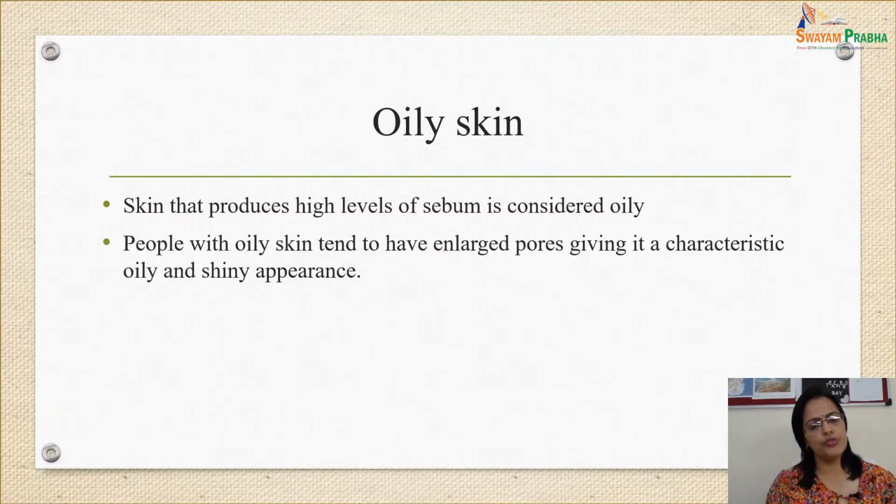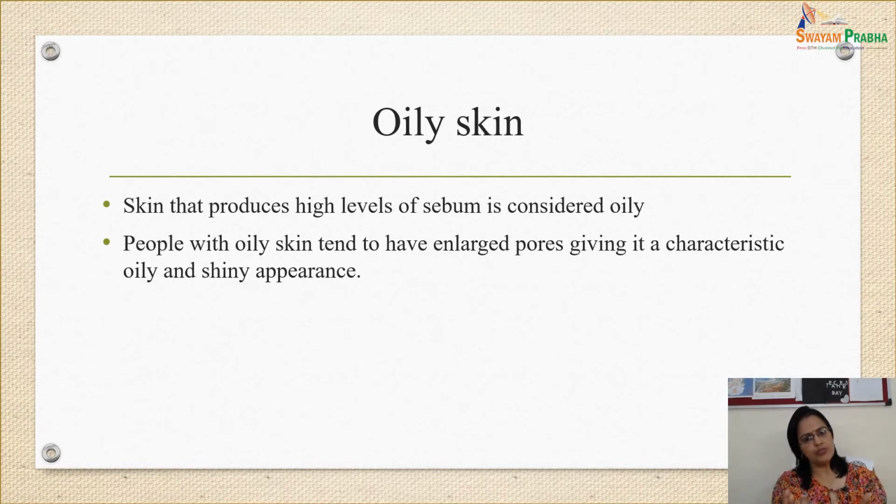Oily skin. Now moving to oily skin. Skin that produces a high level of sebum is considered oily. High level depends from person to person, and it varies from individual to individual because this is the nature of the skin. So people with oily skin tend to have large pores, giving it a characteristic oily and shiny appearance, and it is more prone to comedones, blackheads.